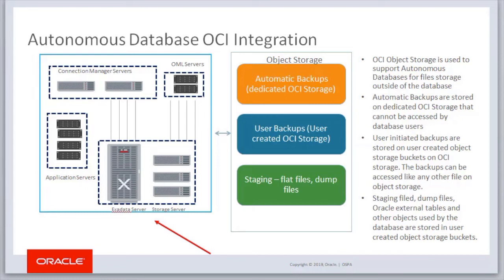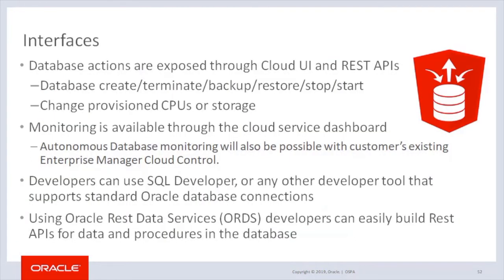Staging files, dump files, Oracle external tables, and other objects used by the database are stored in user-created object storage buckets, and the process for creating and maintaining these buckets is the same as user-defined backup buckets. Oracle database services are exposed in two different ways. Most of the actions are exposed through the easy-to-use cloud user interface, providing click-through screens for achieving most functions.